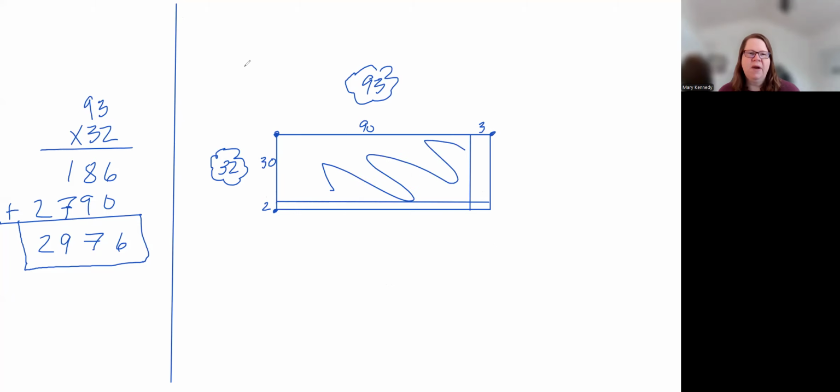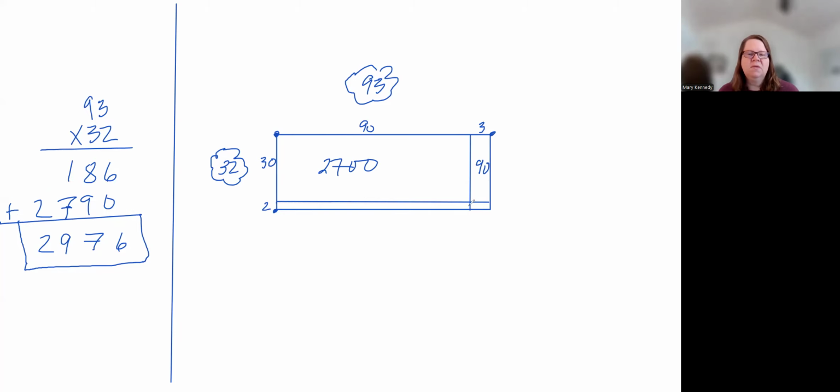Well, this one's 90 by 30. That's not hard to multiply, right? 9 times 3 is 27. There's 2 zeros on the end. That's 2,700. And this one is 30 by 3. Well, 3 times 3 is 9. That's got a 0, so 90. There's 2,790 right there. Interesting.